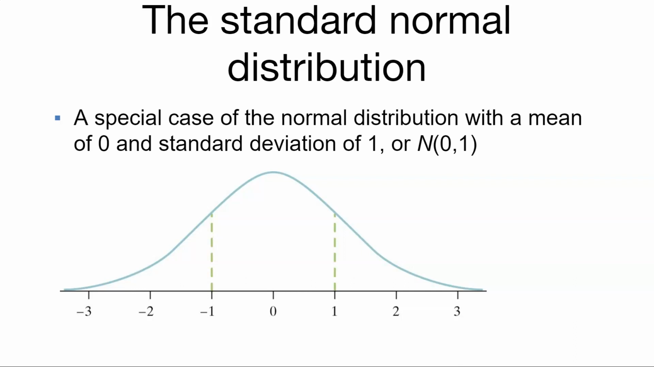There's a special normal distribution called the standard normal distribution, and this is when the normal distribution has a mean of 0 and a standard deviation of 1. And we write that with a capital N, (0, 1). Mean is 0, standard deviation is 1. This is really the foundation of the z-score that we'll look at much more in depth.